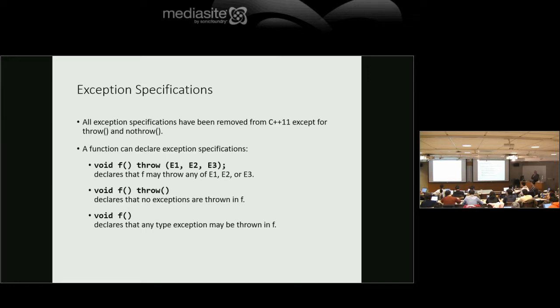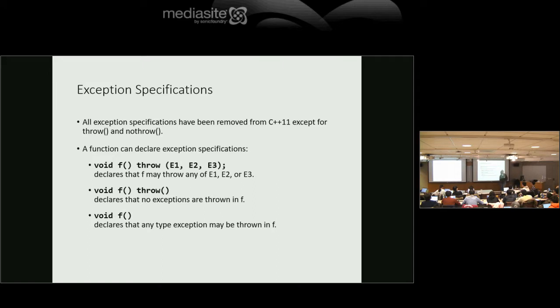Exception specifications were standardized in 98 and removed in 11. Basically, this statement says that the function f will only throw an exception of type E1 or type E2 or type E3. And that's good, except that if it calls any library code at all, it has no idea what exceptions are thrown. And what happens is, if it throws an exception that isn't one of these, then that acts like an unhandled exception, called set terminate.